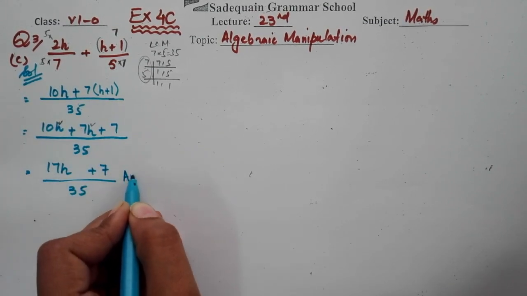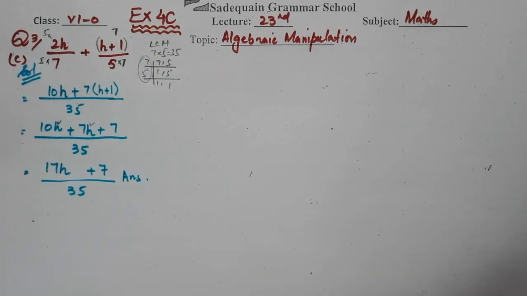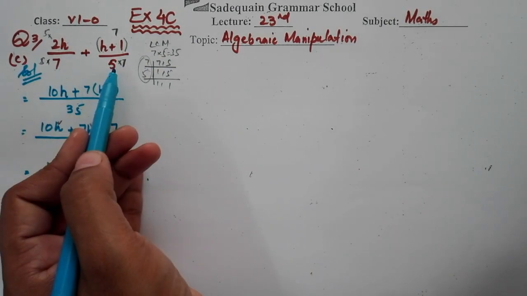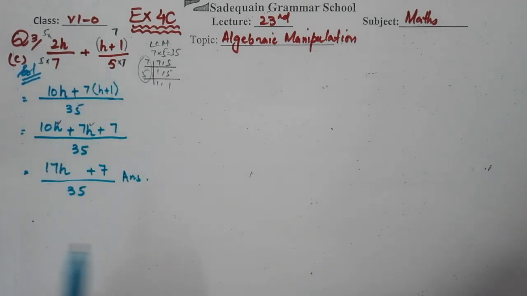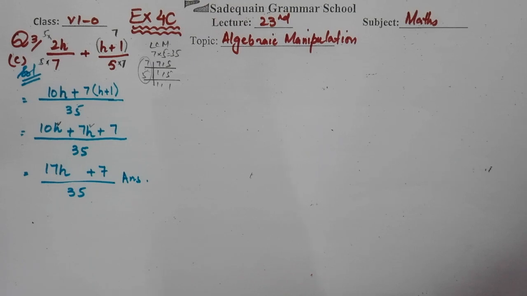So that is the answer for this question. There is no change in the method. We follow the same method. First we take out the LCM and then we add up the like terms. Okay, so let's do some other part from the same question.